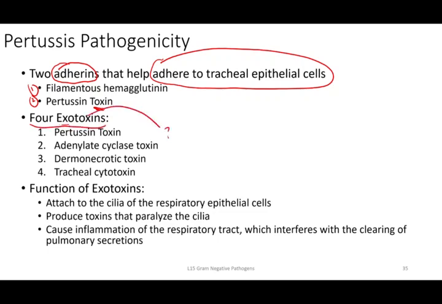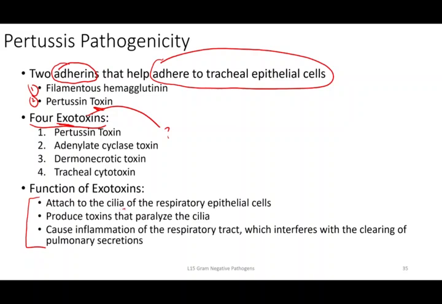We've defined that exo means exiting or outside, so think of exotoxins as being secreted by and released from living active bacteria. These are 4 toxins: pertussis toxin, which is pretty easy to remember since that's the name of the disease, adenylate cyclase, dermonecrotic, and tracheal cytotoxin. The middle 2 are the hardest, but the trachea is the site of action. They each do different things, but we're just going to learn collectively what the end results of all those toxins are.